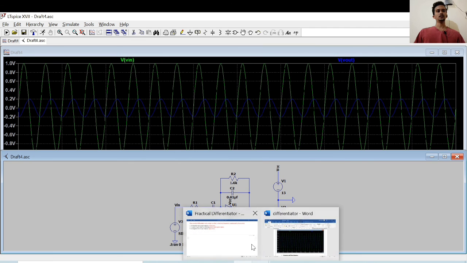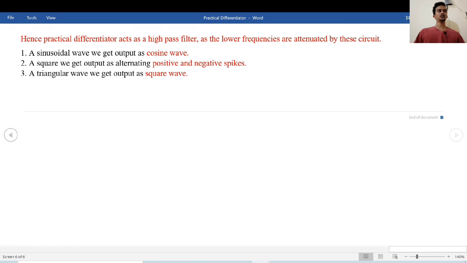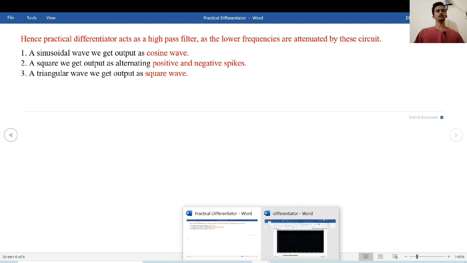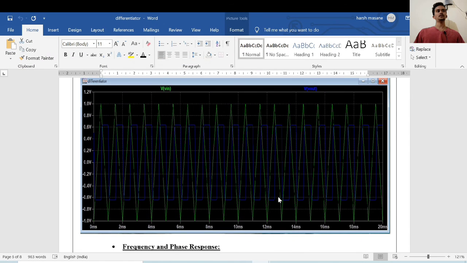Similarly, if we give a square wave, we get the output as alternating positive and negative spikes, and if we give triangular waves, we get the output as a square wave. So I have already taken the outputs. I will show it.